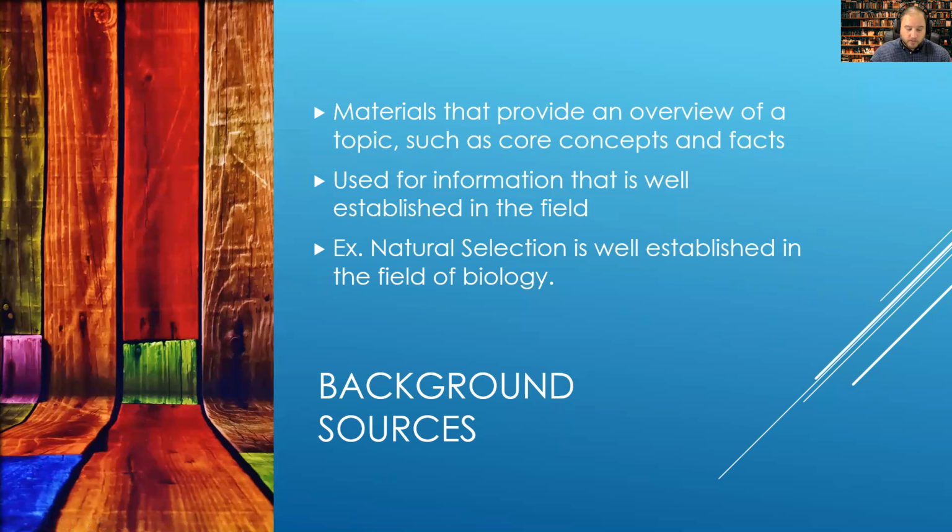Background sources are materials that provide an overview of a topic, such as core concepts and facts. For background sources, we use information that is well established in the field we are discussing. This includes common knowledge, which is information that is so well established that it does not need to be cited. Common knowledge includes things such as the earth is round, the sun orbits the earth, and the grass is green.